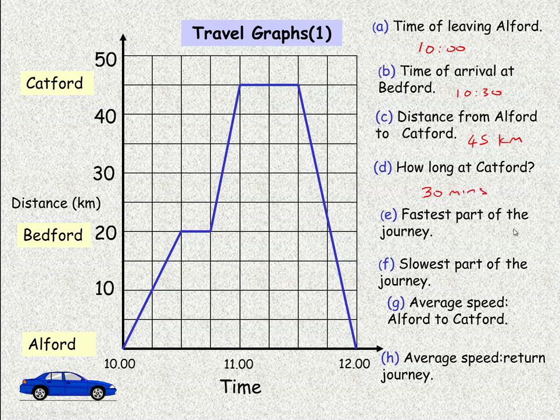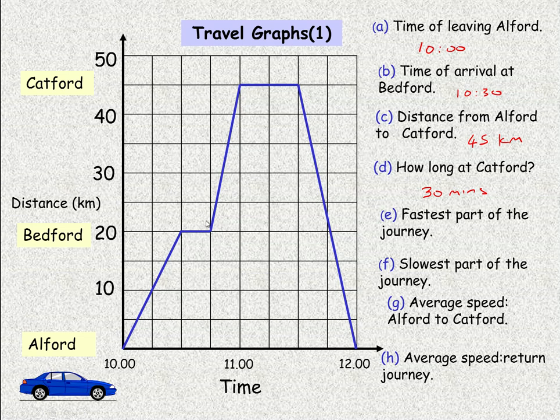Okay. Next question, what is the fastest part of the journey? Okay. Now how can we tell that just by looking at the graph? Okay. Is it that part? Is it that part? Or is it that part there? Because the flat bits are where they're not traveling.